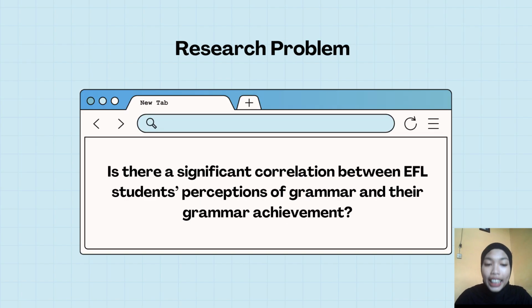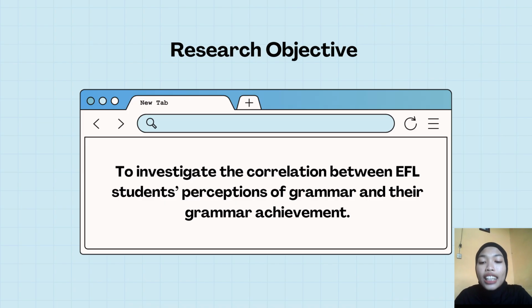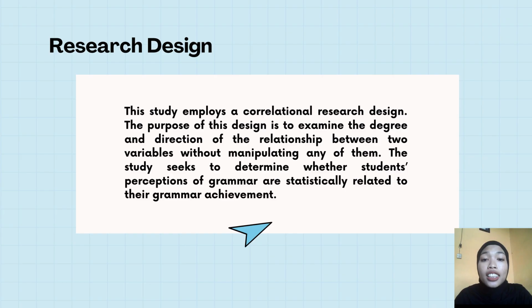The research problem is: is there a significant correlation between EFL students' perception of grammar and their grammar achievement? The research objective is to investigate the correlation between EFL students' perception of grammar and their grammar achievement. The research design: this study employed a correlational research design.